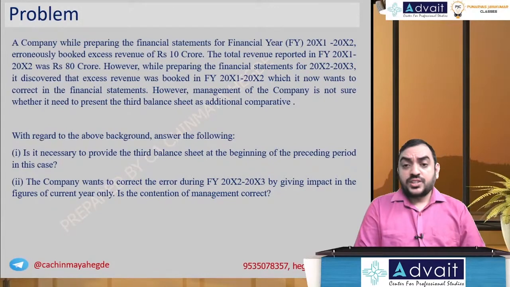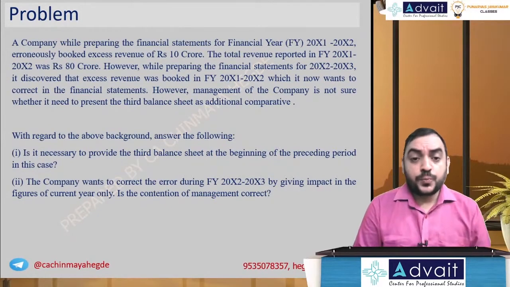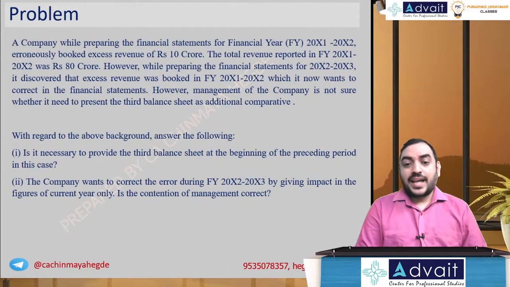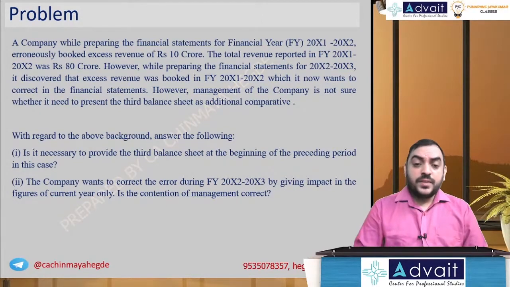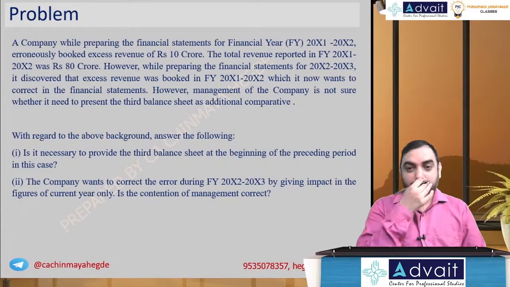However, management is not sure whether to present a third balance sheet as an additional comparative. With regard to the above background, answer the following. Is it necessary to provide a third balance sheet at the beginning of the preceding period in this case? In this case, the company wants to correct the error during 2-3 by giving impact in the figures of the current year only. Is the contention of the management correct?